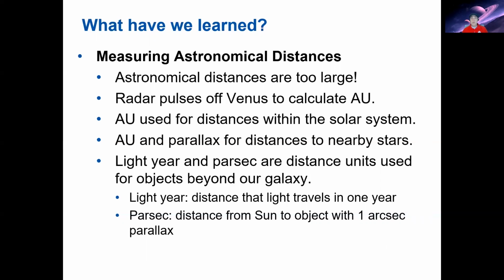Using the AU in combination with parallax, they were able to measure distances to objects beyond the solar system and to nearby stars. Because the distances within and beyond our galaxy are too vast, 2 other distance measures, the light year and the parsec, are used. The light year is the distance the light travels in 1 year, and the parsec is the distance from the sun to an object that has a 1 arcsecond parallax.